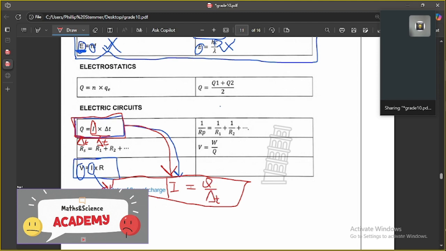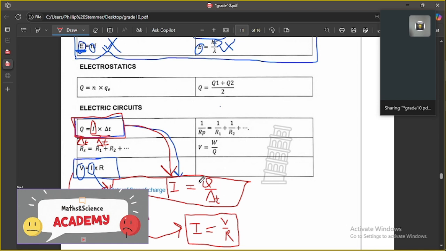And then let's look at the two formulas. They both have I. Let's look at the other formula, which is V equals I times R. They both have R. So let's make I the subject. I will divide by R on both sides, which gives V over R. These are the two formulas of current, which is the rate of charge.